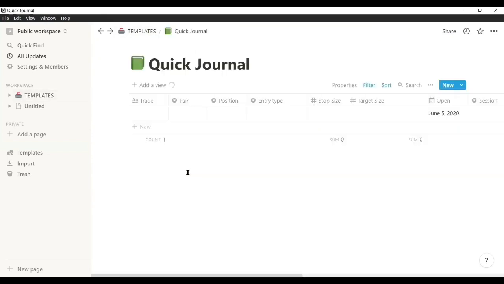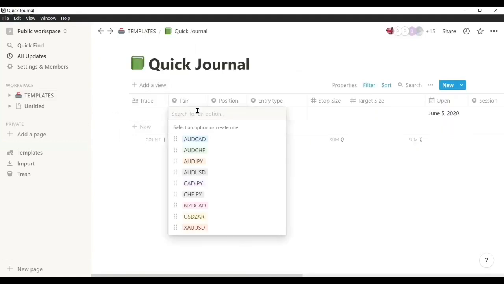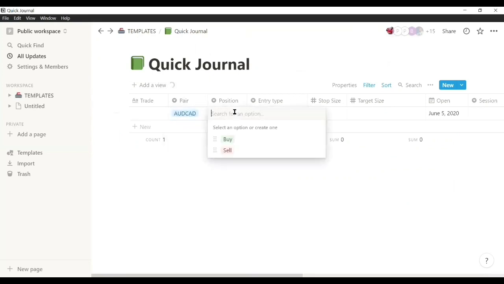Now, guys, that we've spoken about the backtesting spreadsheet, we're going to go on to our quick journal, and I use this as a daily journal as well. So looking at the trade that I'm going to take, obviously I'll pick the pair. The pairs are relevant to the pairs that I trade only. So you guys will see only the pairs that I trade here. So maybe I'm buying Aussie CAD today. Obviously my position is going to be a buy. My entry type, I took a risk entry on this pair today. So I'm just going to type in the trade that I took. My stop loss is 22 pips. My target size is 98 pips.